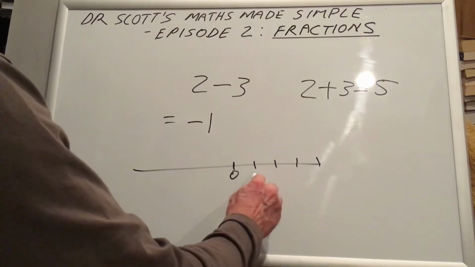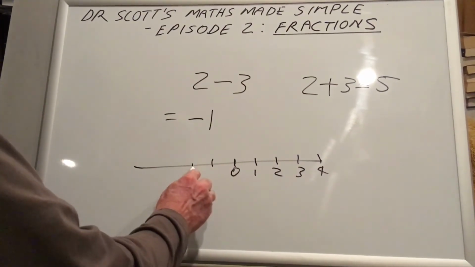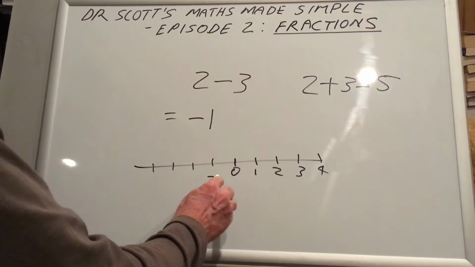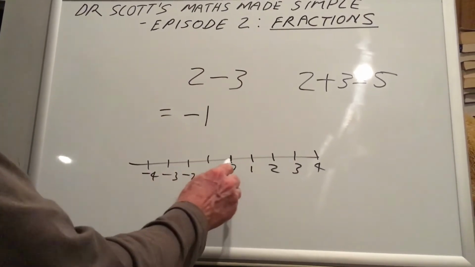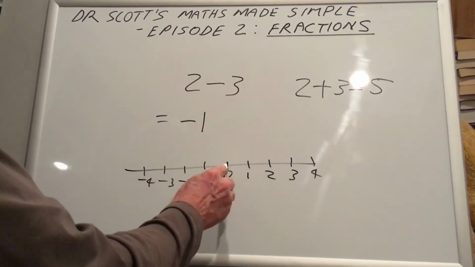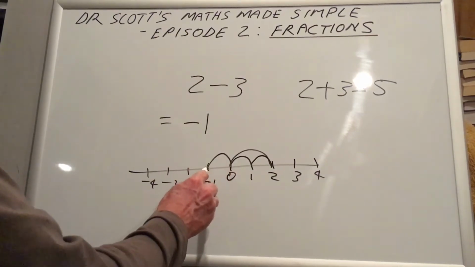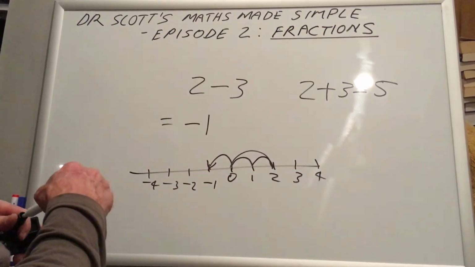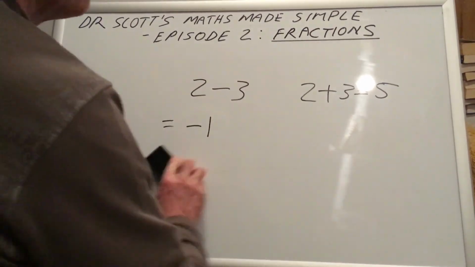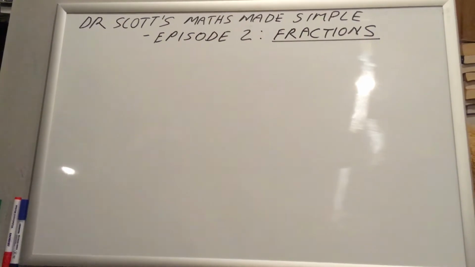3, 4, and back here 1, 2, 3, 4, but it's minus 1, minus 2, minus 3, minus 4. So 2 minus 3, 1, 2, 3, equals negative 1. So the same can be done with fractions. So occasionally they might throw you an extra tricky one.